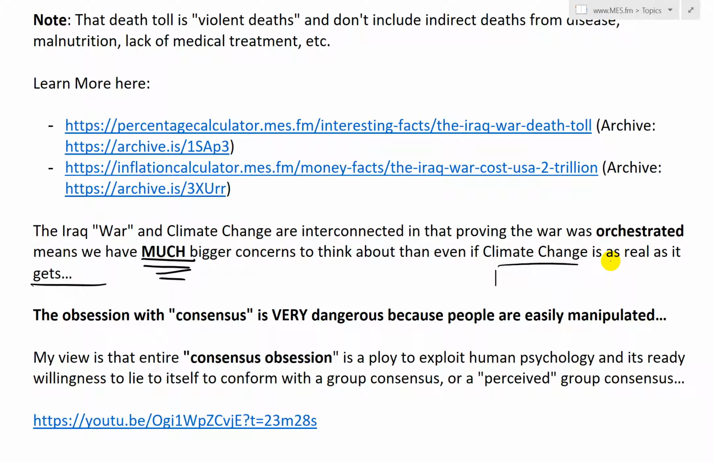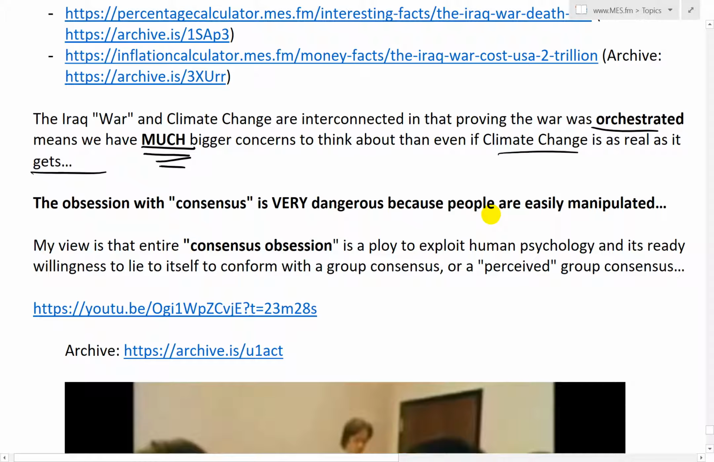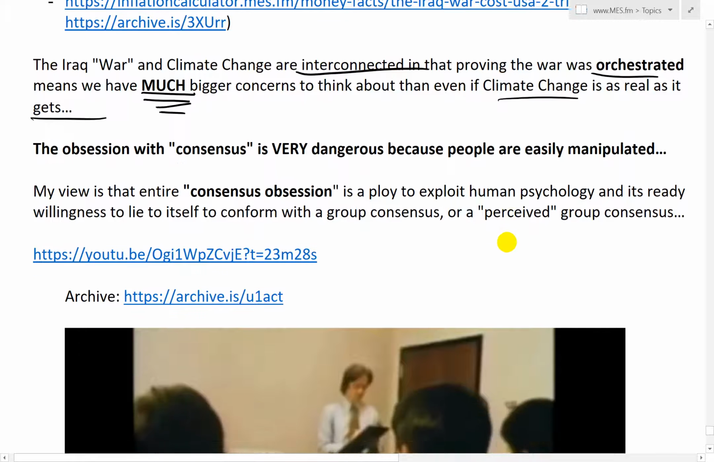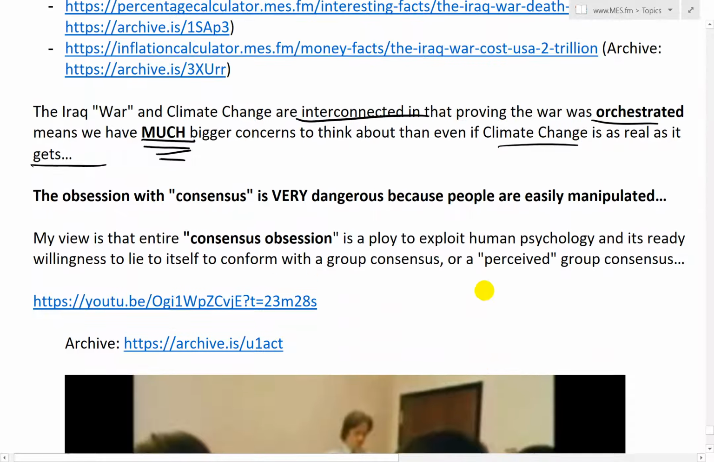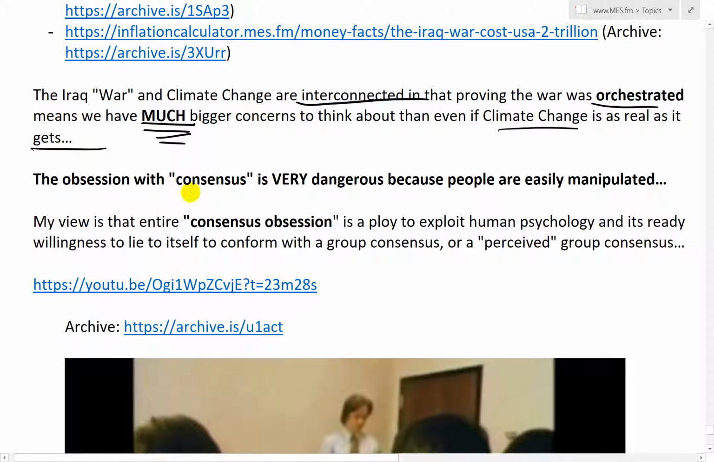If the powers that be orchestrated the war, I think we have some bigger issues to deal with, because these are some powerful people and a lot of people are dying regardless. So that's why I'm saying this is interconnected. You cannot just glance over it and say, oh, it was a mistake, or terrorists did 9/11 without looking at the evidence, because assumptions lead to people dying. And also I want to point out the obsession with "consensus" is very dangerous because people are easily manipulated.